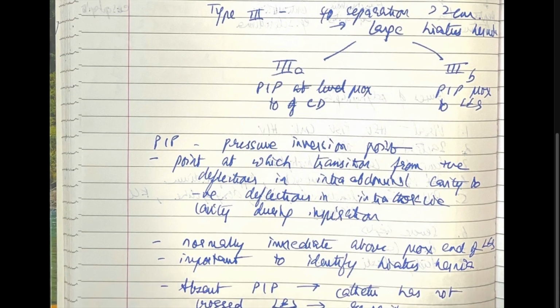Now, what is PIP? PIP is a pressure inversion point. It's a point at which there is a transition from positive deflections in the intra-abdominal cavity to negative deflections in the intrathoracic cavity during inspiration. Normally, it's immediately above the proximal end of the LES. It's important to identify a hiatus hernia. Absent PIP means that the catheter is not placed across the LES, so we have to reposition it.